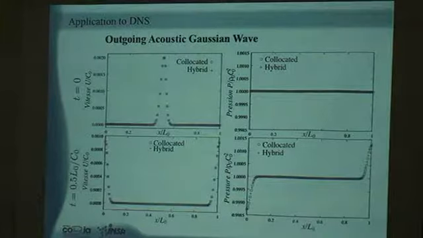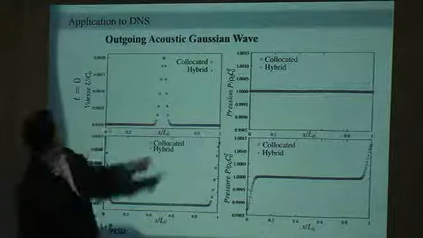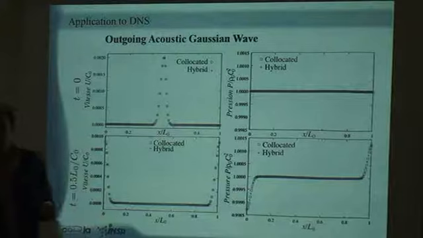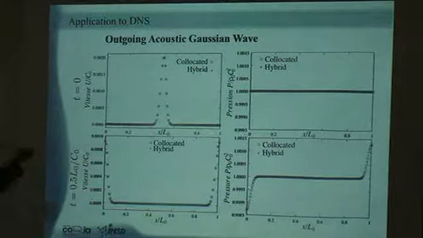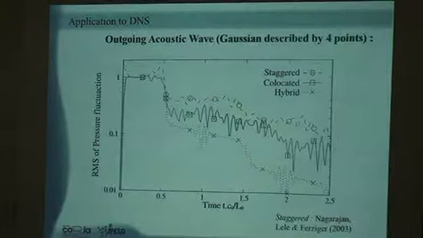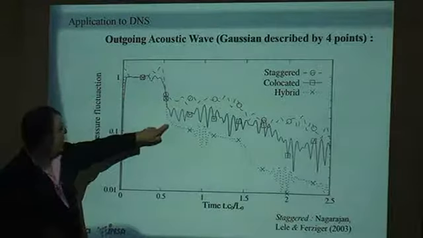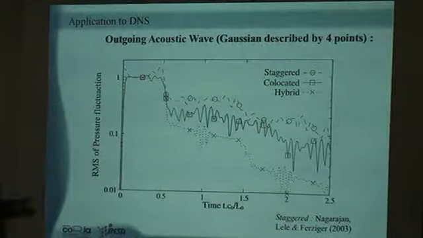We also made a test with an outgoing Gaussian wave. Initially we have the velocity, which is like a Gaussian, and then it goes in both directions. We wanted to capture the reflected pressure wave coming from the non-reflecting boundary. What we wanted is that after the first reflection, we have no pressure fluctuation coming back. Of course, numerically, it's not true.